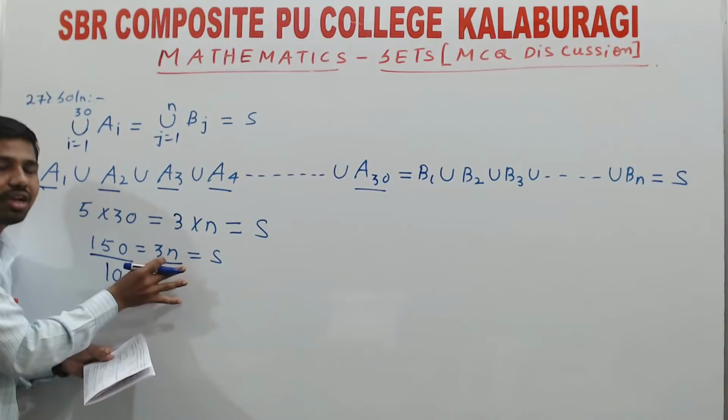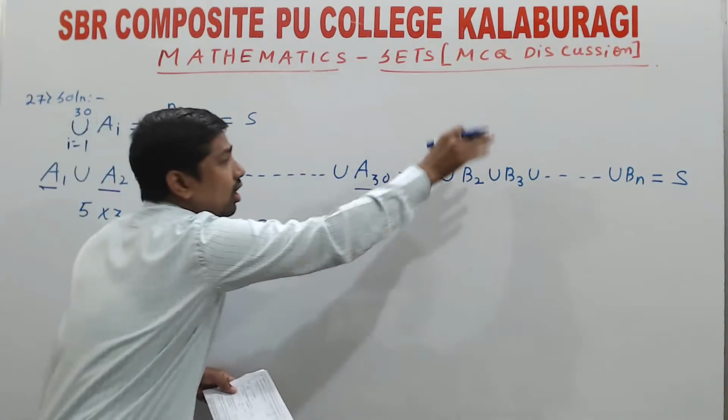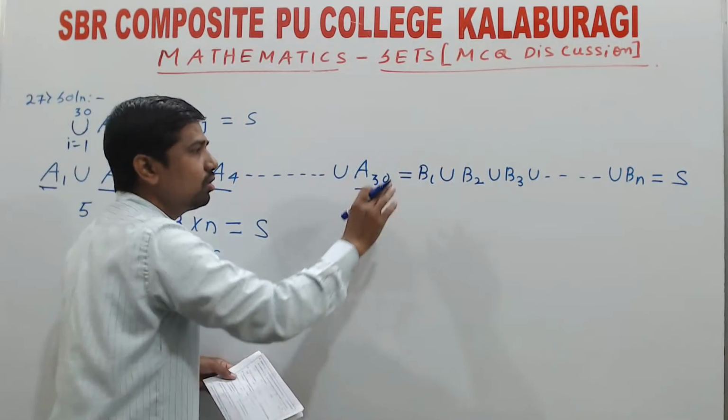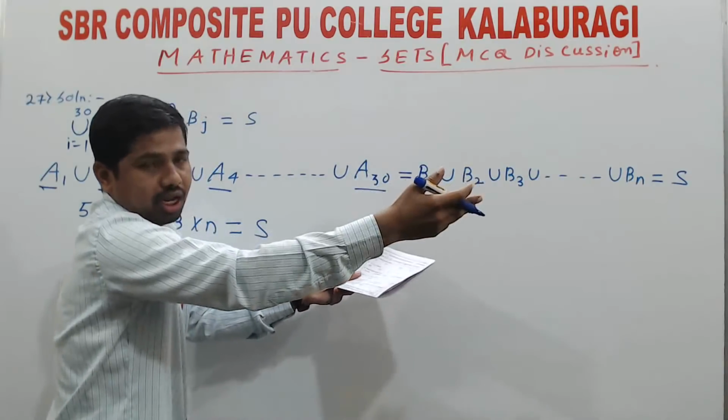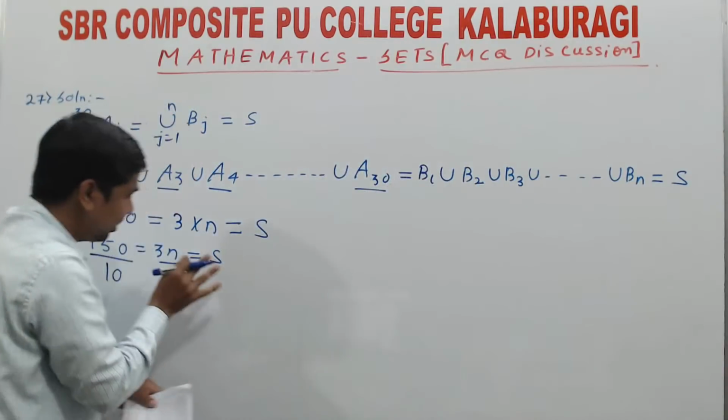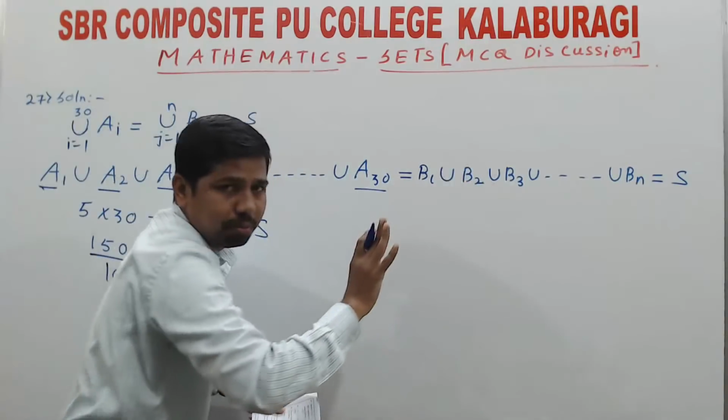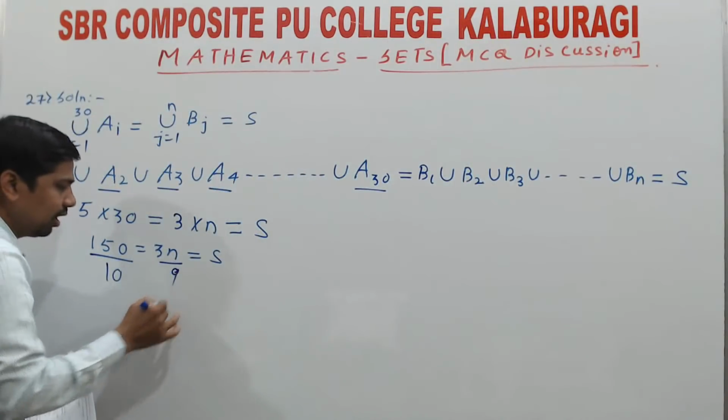Exactly 10 of the Ais and exactly 9 of the Bis. So 3 elements are there. Each element is present in 9 of the Bis. 9 of the Bis means it will be B1, B2, B3 up to B9, or it will be B2, B3 up to B10. The single element is present in 9 of the Bis. So I should divide it by 9.